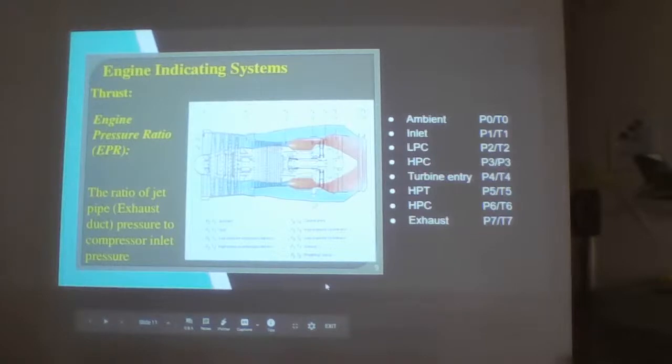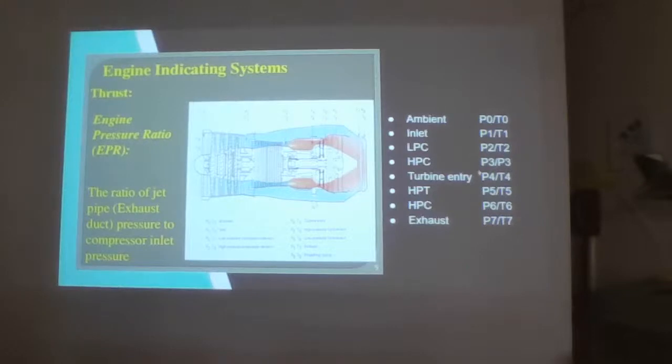More of this information is in turbines class. This is just for reference. I don't know if any of you have been through turbines class, so I don't expect you to rattle off the compressor probe numbers or stuff like that. But the best thing to know as far as our engine indicating system for engine pressure ratio is the inlet and outlet temperature, the inlet and exhaust temperature, okay?